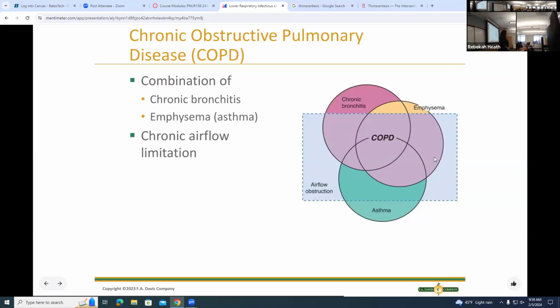So when you hear that somebody has COPD, just know it's kind of an umbrella term. It means there's some sort of obstructive disease happening, and it might be good to find out a little bit more. Do they have a history of asthma? Do they have a history of maybe emphysema, something like that? But it's that airflow limitation where they can't get the air in and out like we want them to.